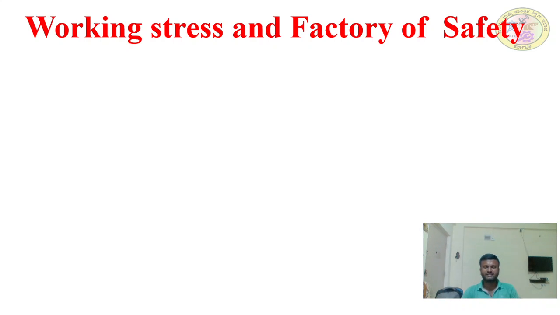Working stress is nothing but the point at which the material is loaded just below the ultimate load, before failure, up to which the material is designed.